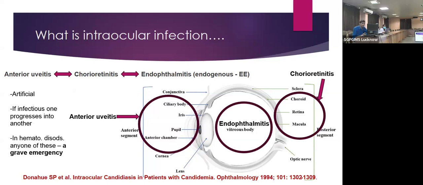If anterior uveitis is infective, no doubt it will progress to chorioretinitis and endophthalmitis. Particularly in hematological disorders, the patient is assumed to be already immunosuppressed. Even if they are not on any immunosuppressive agent, the disease itself involves the immune system in most hematological diseases, and it is a grave emergency. Intraocular involvement in hematological disorder is a grave, serious emergency.